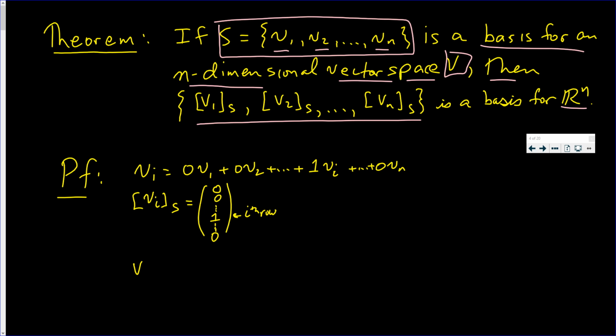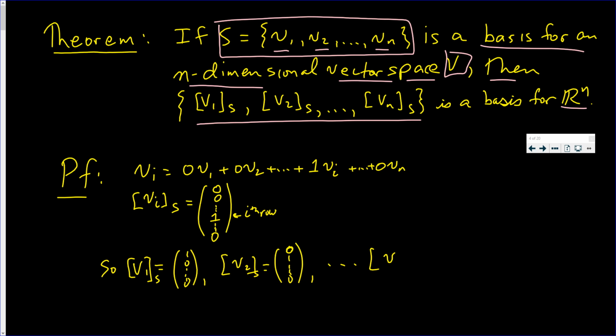So basically, V1's coordinates in S is just 1, 0, 0, 0. So V sub 2 in S is just 0, 1, and then the rest 0, with 0 in the other coordinates, all the way down to V sub n, whose coordinates in S are all zeros and then a 1.